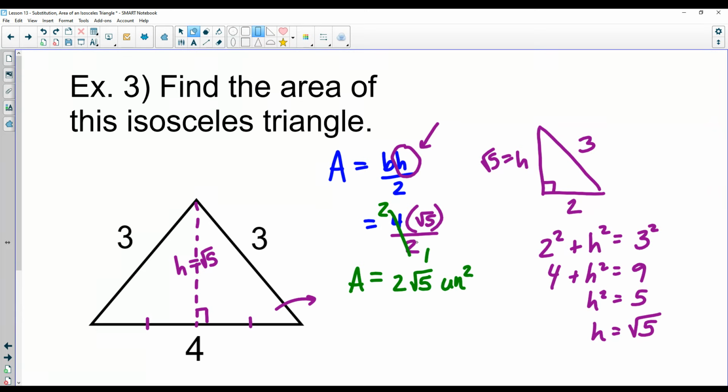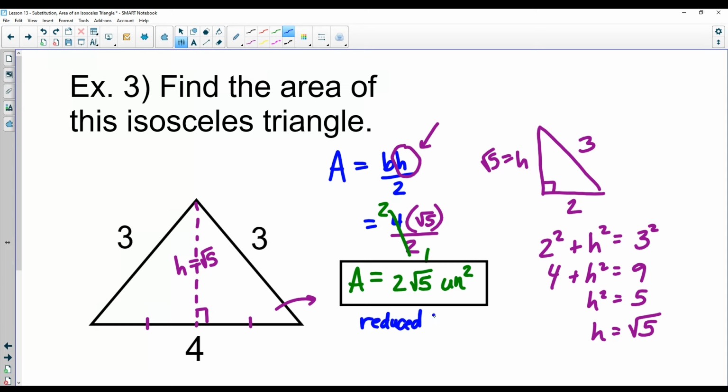So guys, when you do these, these are no calculator problems that need to be expressed in reduced root or radical form. Okay, what does that mean? If I have a square root, I have to reduce it down to simplest terms. And there you go, that's your answer. Area is 2√5 square units.